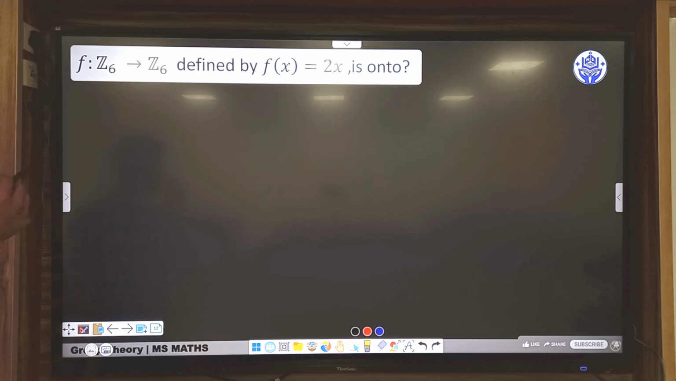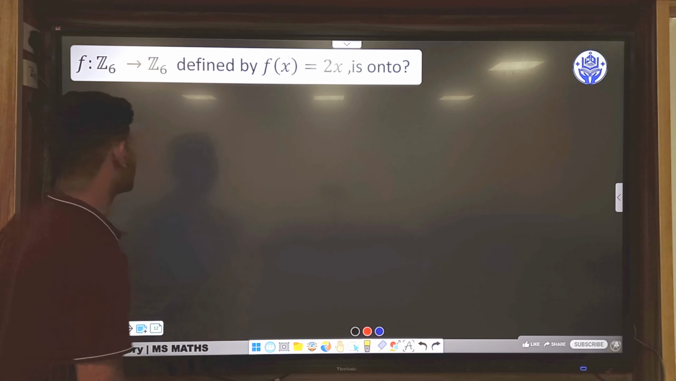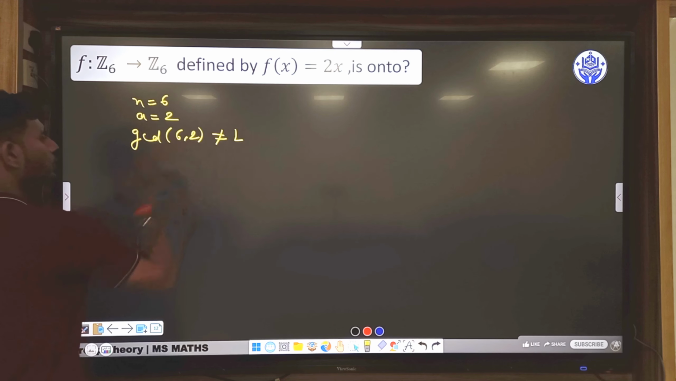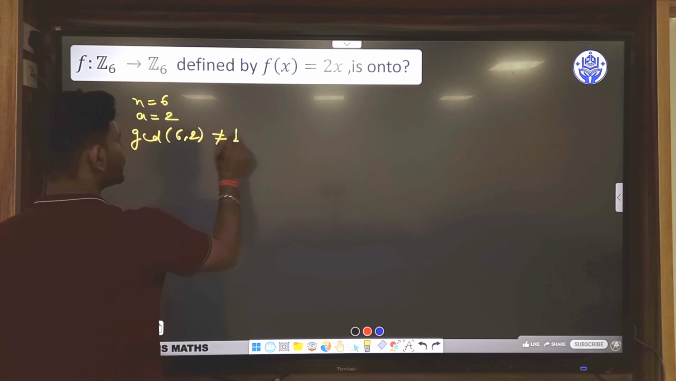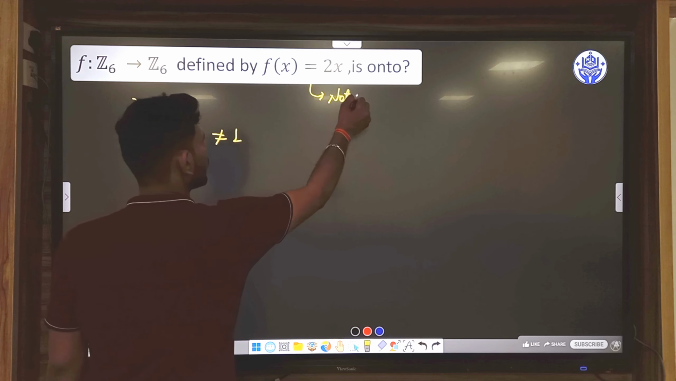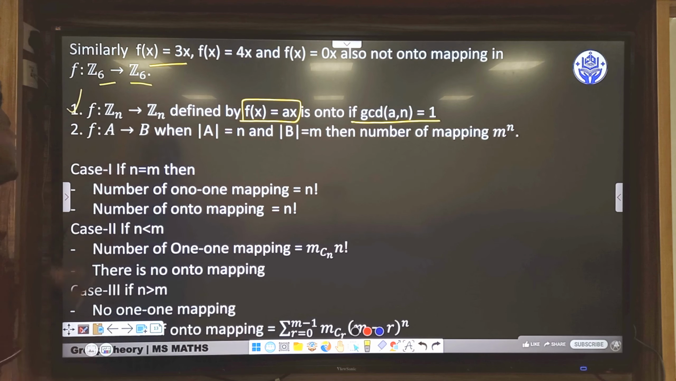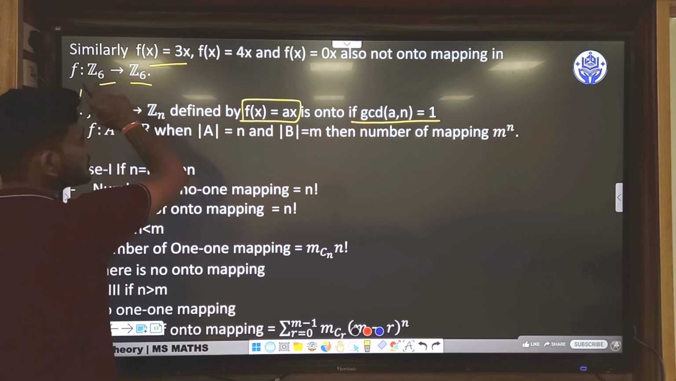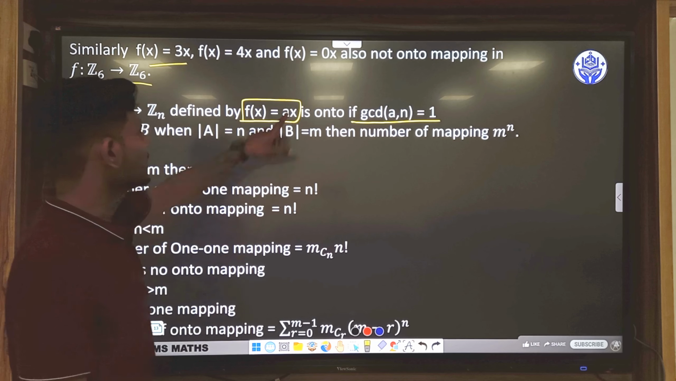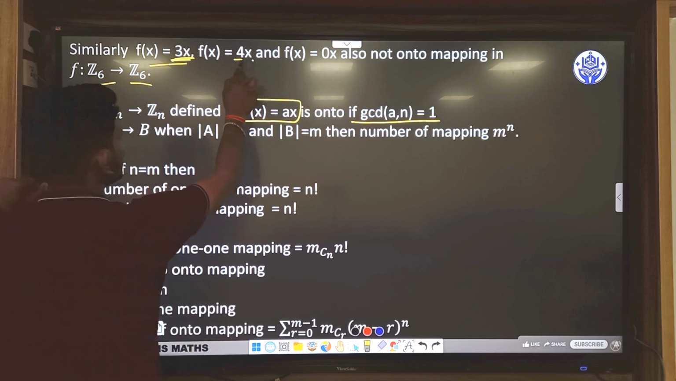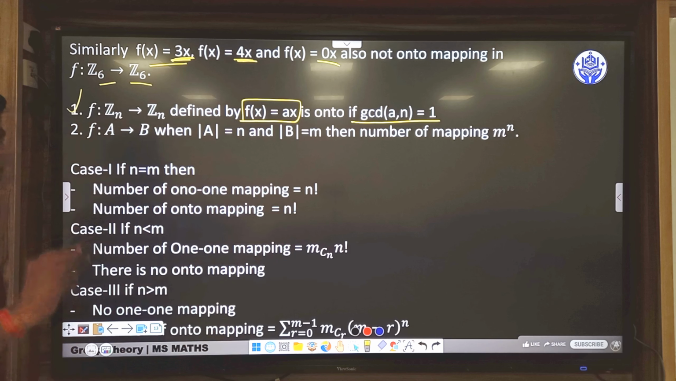The same thing that we already defined for the 1-1 function also works in this case. What is my n here? That is 6, and what is a here? That is 2. If I take GCD of 6 and 2, that is not 1. It means this is not an onto mapping. Similarly in this case, the GCD of 6 and 6 is not 1, and the GCD of 0 and 6 is also not 1. So these are all examples that will not make an onto mapping.